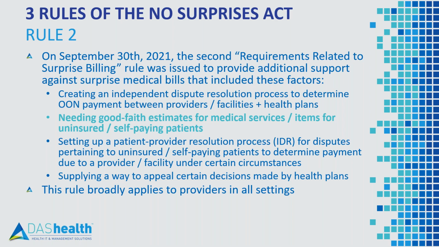This rule broadly applies to providers in all settings. So again, this is what we're focusing on today. Overall, this Rule 2 created the requirement for providers and health plans to issue advanced explanation of benefits to insured patients prior to furnishing care. That portion has actually been delayed on the provider side until next year, but it does require providers right now to issue good faith estimates to uninsured or self-pay patients upon request or upon scheduling services.